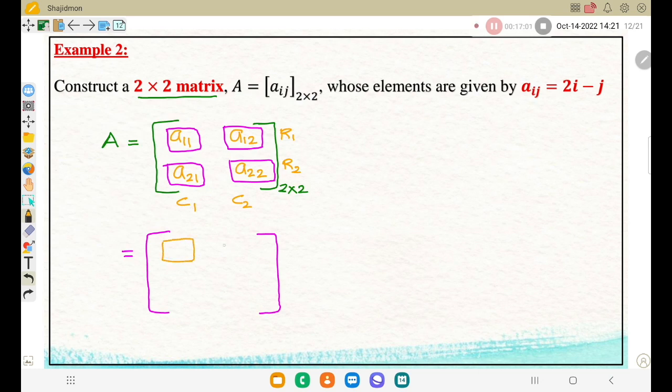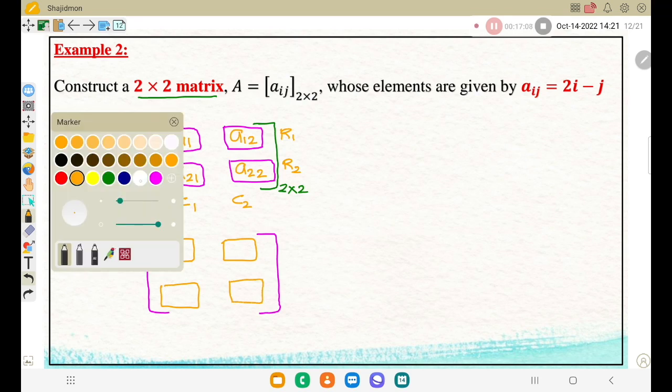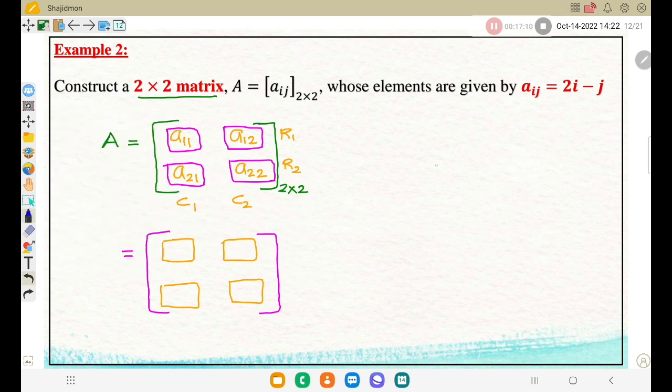What is A11, A12, A21 and A22? First we are going to calculate A11. What is Aij? Aij means 2 times i minus j. Now first we do A11. What is the meaning actually? In A11, what is the i number? i is 1. What is the j number? j is 1, correct? i is 1 and j is 1. That is the meaning of A11.